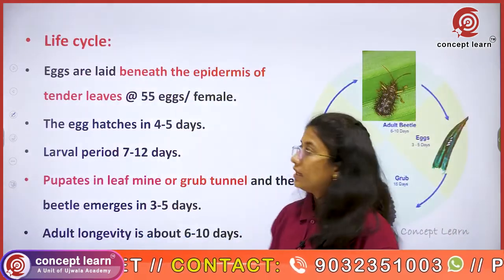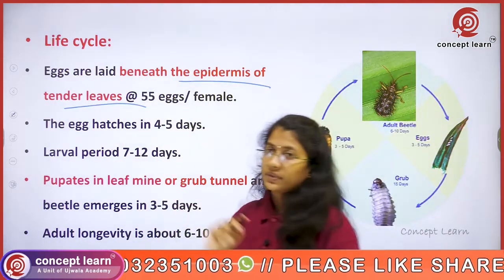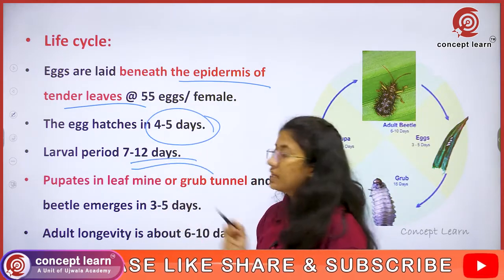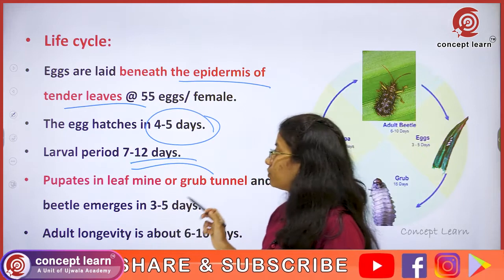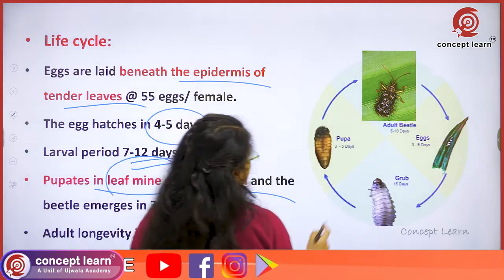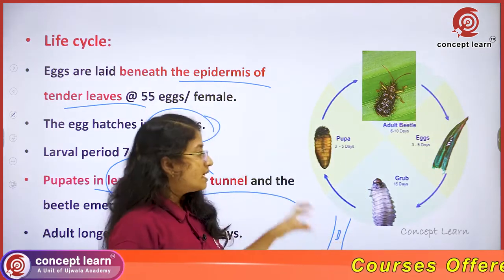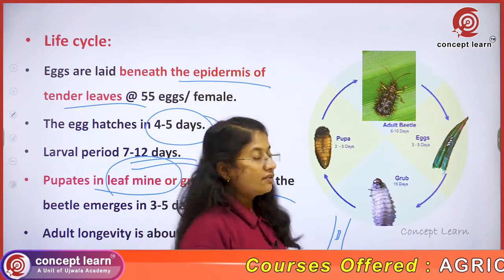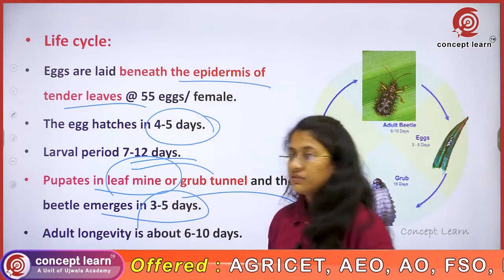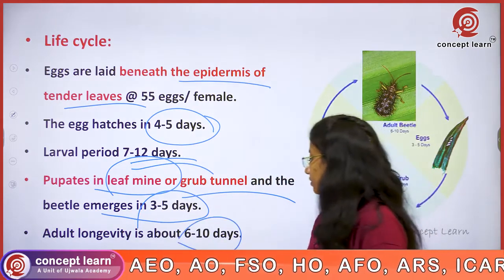Coming to its life cycle, eggs are laid beneath the epidermis of the tender leaves and hatch within 4 to 5 days, and the larval period lasts for 7 to 12 days. Pupation occurs within the leaf mine. Just now we have seen the grub stage situated within those leaf mines. Similarly, within the leaf mines itself, pupation takes place and the beetle emerges within 3 to 5 days, and the life cycle lasts for about 6 to 10 days.